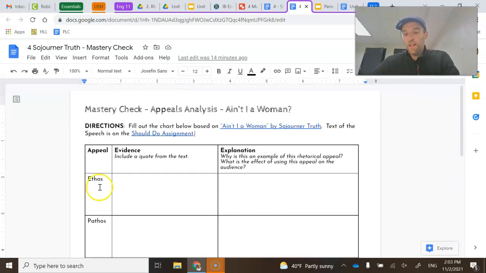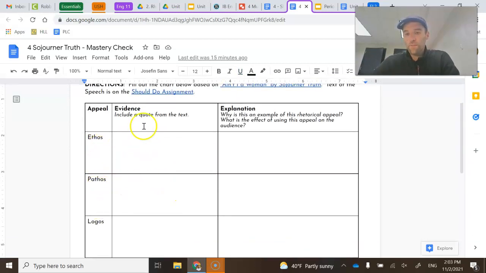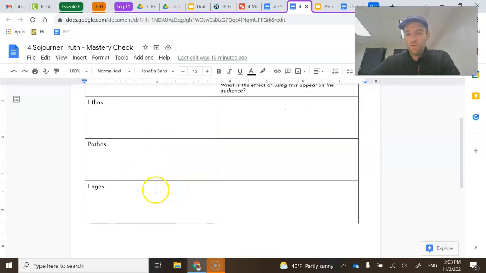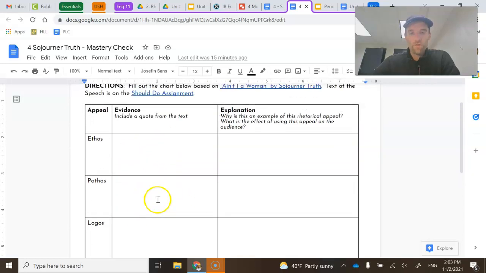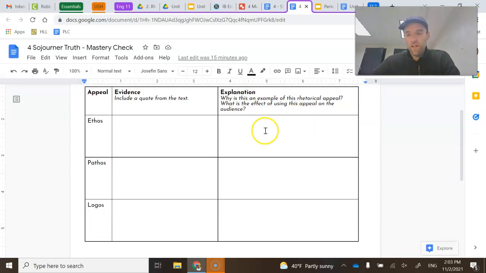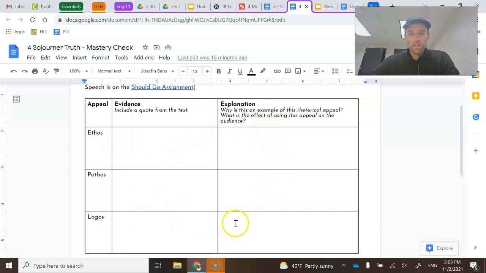Anyway, what you need to say is give examples, evidence, quotes, copy from the text of the speech, and show an ethos, a pathos, and a logos appeal, one for each, and then explain. Say, why is it an example of an appeal, and what effect is this supposed to have on the audience? How is it supposed to make them feel, think, or act? So put it all together here with the mastery check. Prove that you understand rhetorical appeals.